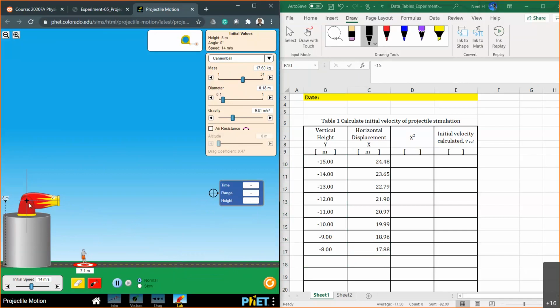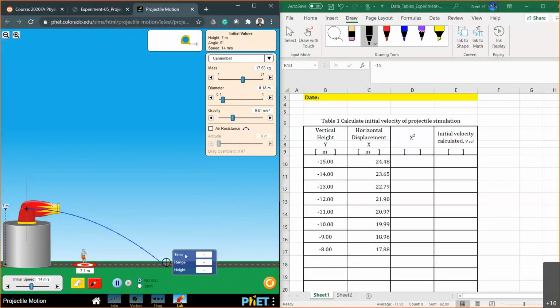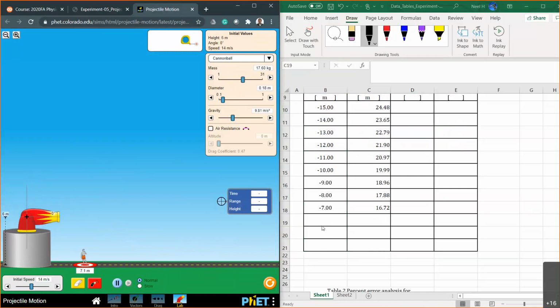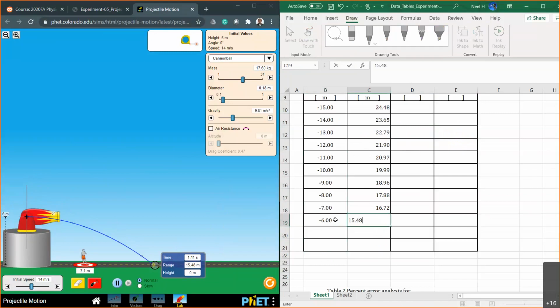Erase the path. Next position, 7 meters in height. And the range is 16.72, negative 7, 16.72. Erase the path, then the next position is negative 6. We may need 3 more data points. 15.48, minus 6, 15.48.